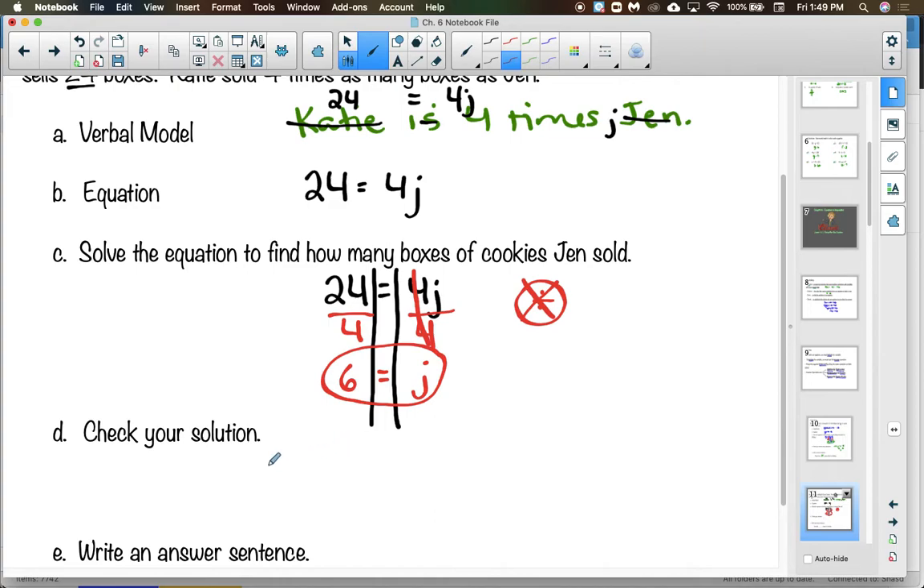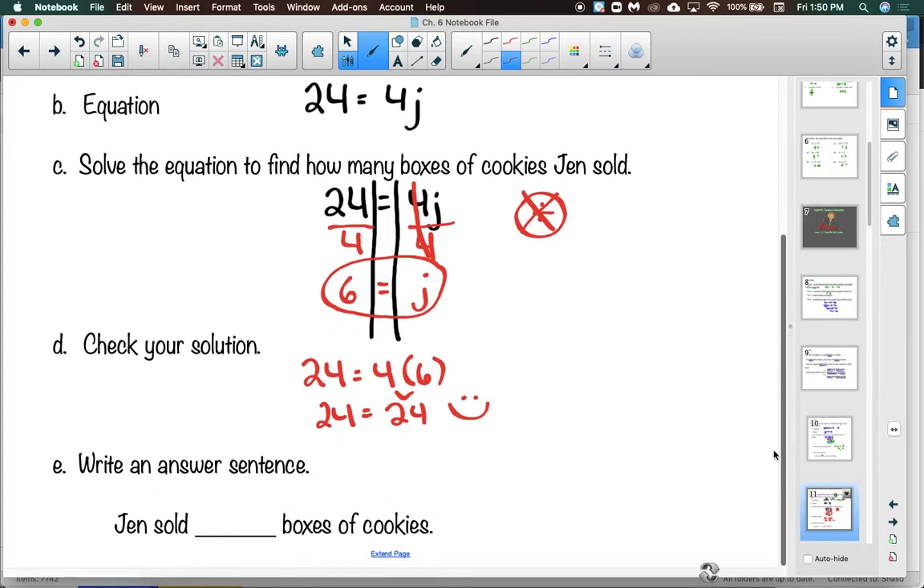We can do a little substitution to check our work. 24 equals 4 times 6. Solve both sides. 24. 4 times 6 equals 24, and our math works out great. Write your answer sentence in the last step. Jen sold 4 boxes of cookies.